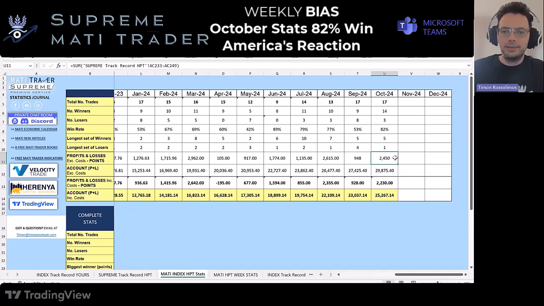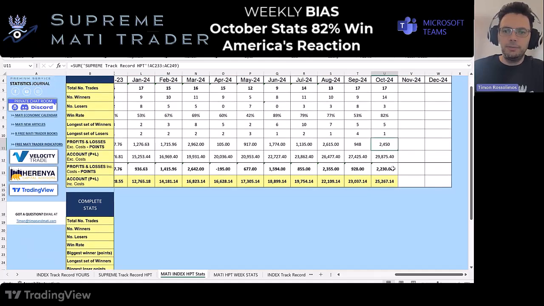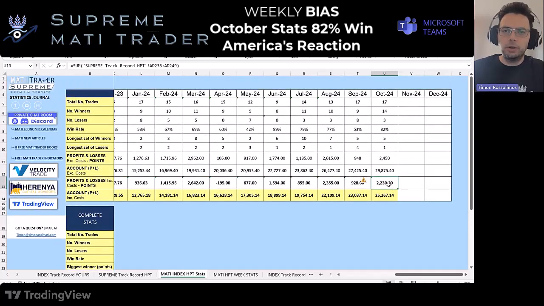2,450 points. All right. That was what we gained points-wise. So if you took one standard contract, that would have been 24,500 Rand profit or gross profit. If you took one mini contract, that would have been 2,450 Rand gross profit. And if you see the net profit, so that includes costs, then we banked 2,230 points for the month, which is very good, probably higher than the average month.